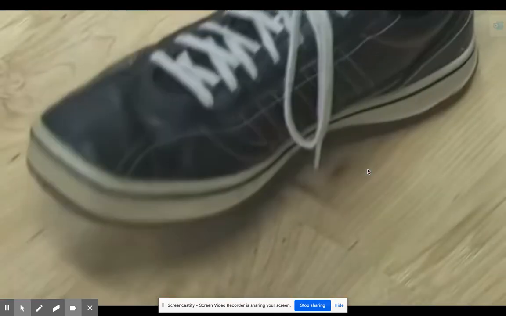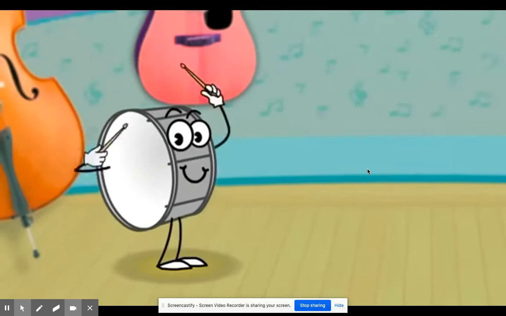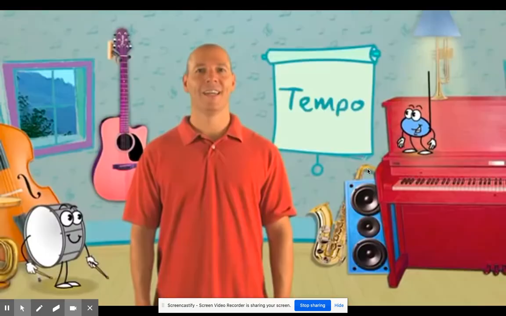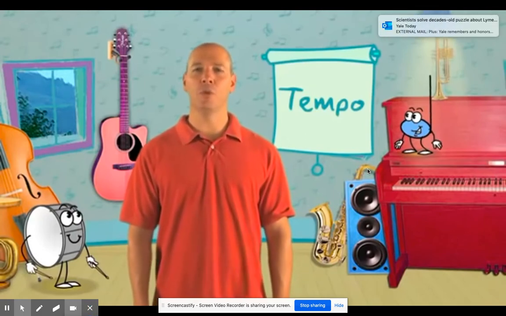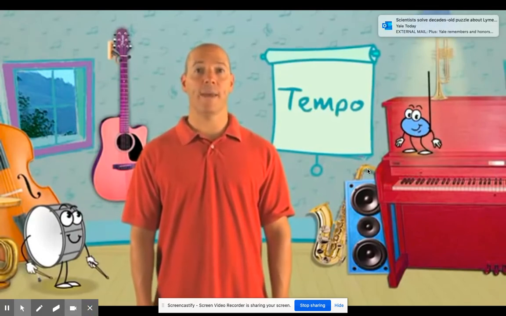Excellent. So if you're noticing the beat of a song is fast, that means the tempo is fast. So you tap your foot quickly, like this. Super duper. Now, let's see if you can move around the room with a fast tempo.